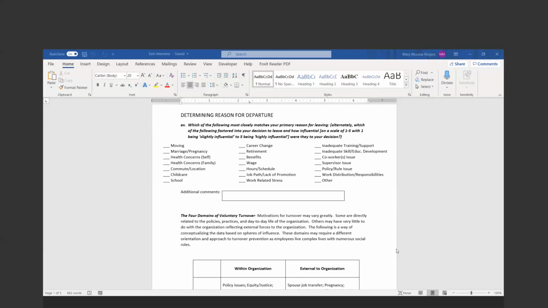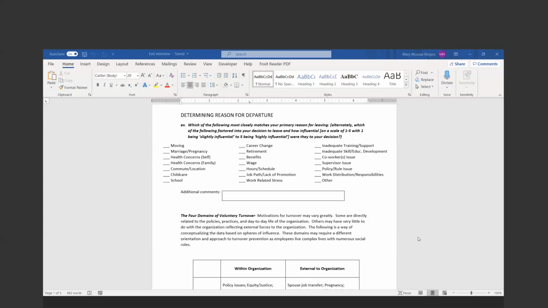The first question we wish to understand concerns the reason for departure. Depending on how comfortable you are with interpreting data, the question can be offered as either which of the following most closely matches your primary reason for leaving, or which of the following factored into your decision to leave and how influential were they to that decision, in which the exiting employee is allowed the opportunity to not only select the factors, but can assign them a value on a 5-point scale ranging from slightly influential to being highly influential. You then want to provide an array of reasons that adequately captures potential conscious motivations for leaving.